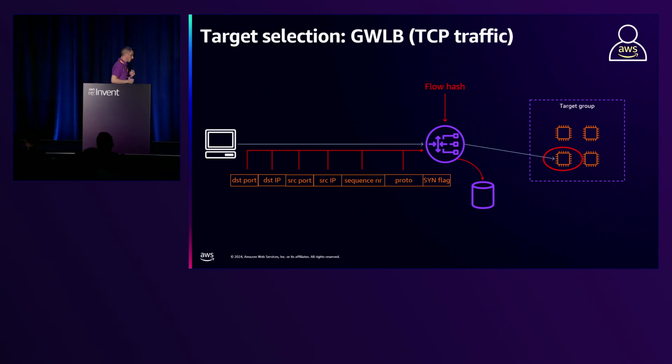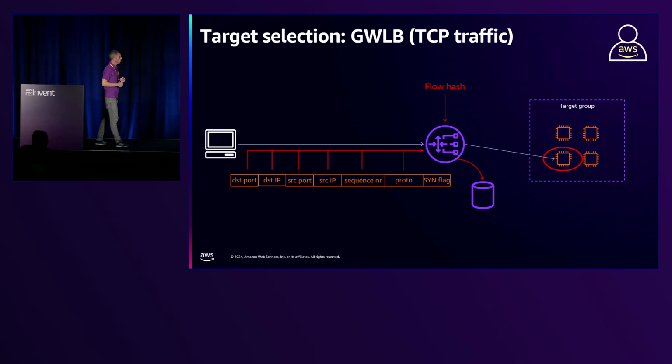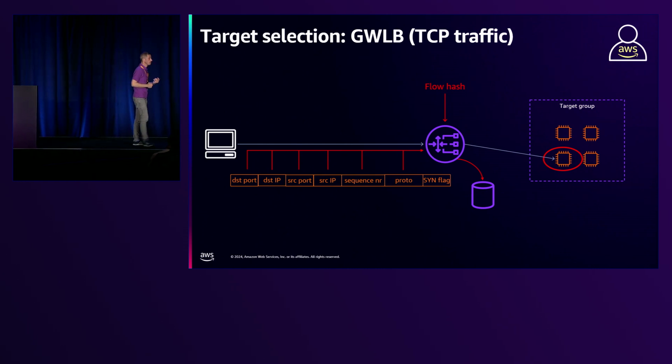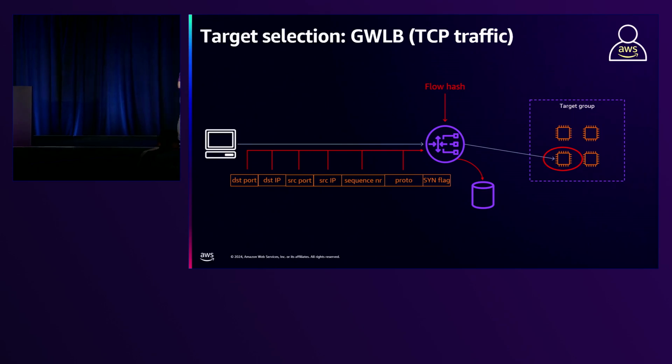Now let's change product. Let's talk about Gateway Load Balancer. With Gateway Load Balancer, when it's used with TCP traffic, the same flow hash algorithm is used to select a target, and the same 6-tuple is used to calculate the flow hash. Here, however, the association between the TCP connection and the target is extended also to the return traffic, the one generated from a server to the client.